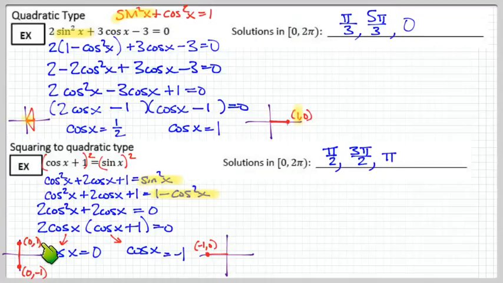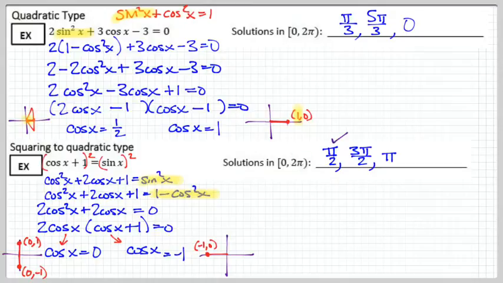0 is my cosine, 1 is my sine. So let's consider pi over 2 first. So cosine x, which is 0, plus 1, so that's 1, is equal to sine x, which is 1, squared. Okay, so that one seems to check out.